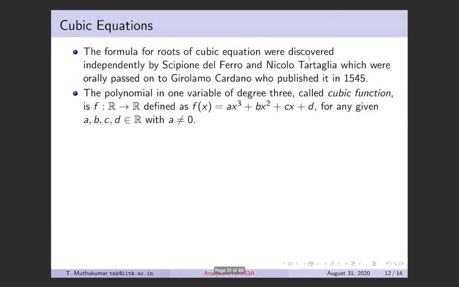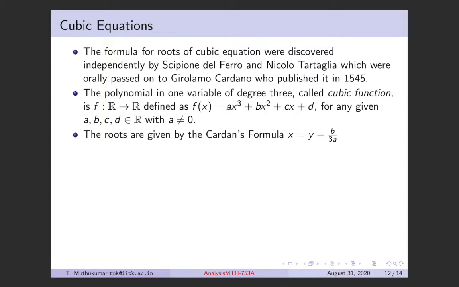So a cubic equation is of this form again: ax cubed plus bx squared plus cx plus d, where a is not equal to 0, as always we assumed. And the roots of this cubic equation, I'm not going to derive the way we derived the quadratic equation. One can derive it, but that's not the purpose of this course. It's a very simple thing which you can learn, and you might have come across before.